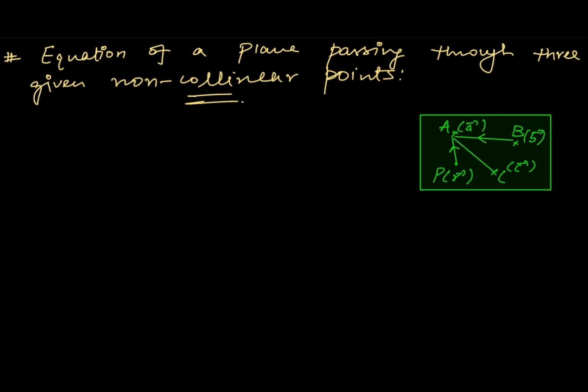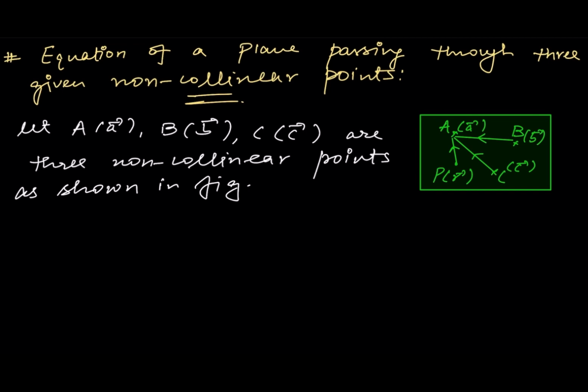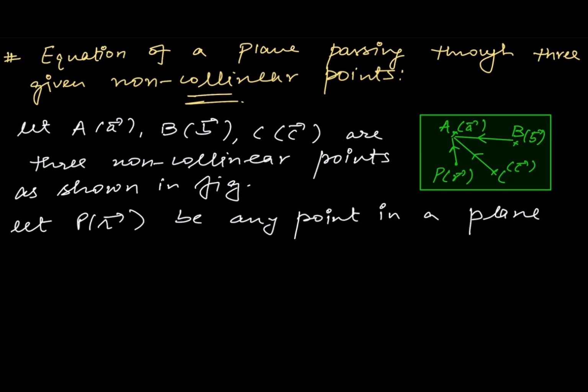These three vectors are coplanar vectors, so the box of these three vectors will be 0. What I am saying is, let's say A, B, and C having position vectors A, B, C respectively are three non-collinear points as shown in the figure. Let P having position vector R vector be any point in the plane. Then these three vectors are coplanar vectors.